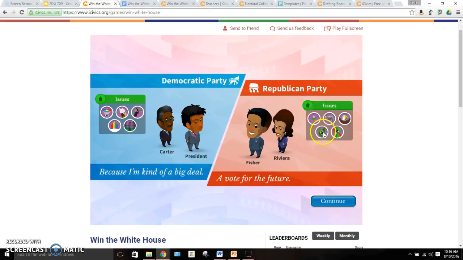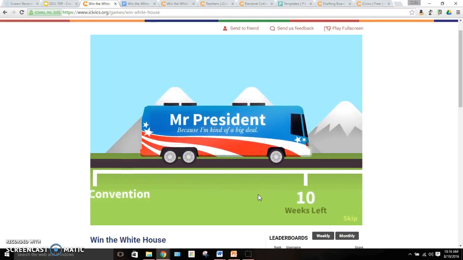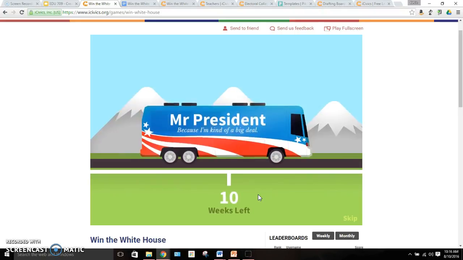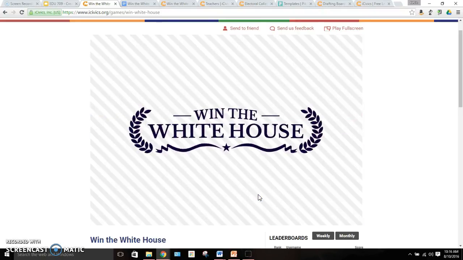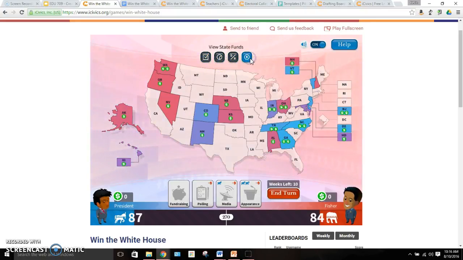These are their issues. So I continue, and then I'm pretty much just going to walk you through one turn. It's basically 10 turns, and once you get past those 10 turns, you either win or you lose, and it gives you a final score. I'm going to walk you through one turn, and this is essentially what the game, for all intents and purposes, looks like. This is where I typically have students that struggle the most. They look at this and go, oh my gosh, there's all these different buttons, what do I do?